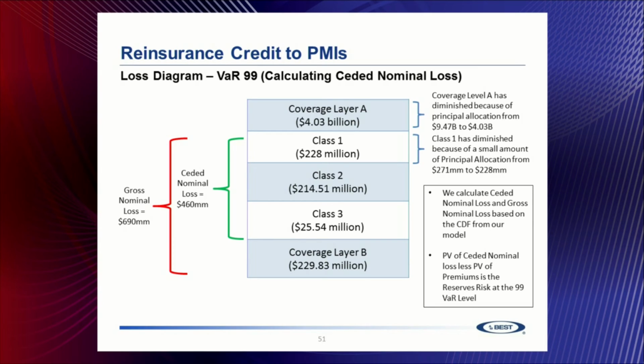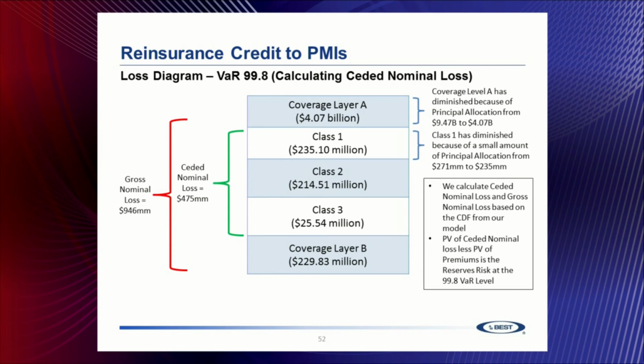Notice also that the coverage level A has gone down considerably. Initially, it was $9.47 billion. It is now, at this VAR level, $4 billion or so because of the principal amortization. The principal allocations are going mainly to the coverage level A. Some allocations are going to Class 1 because it's gone down from 271 million to 228 million, but not much. And the rest of the classes are maintained; the balances are maintained.